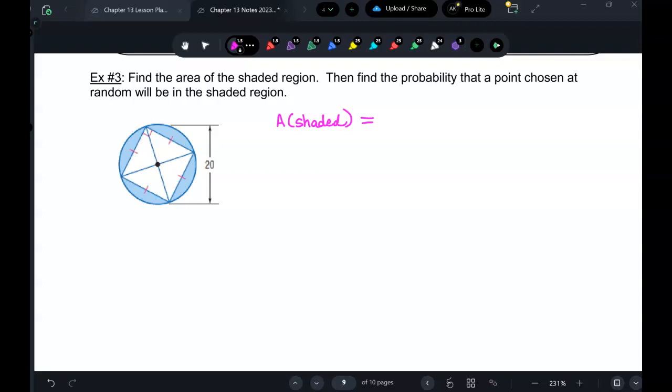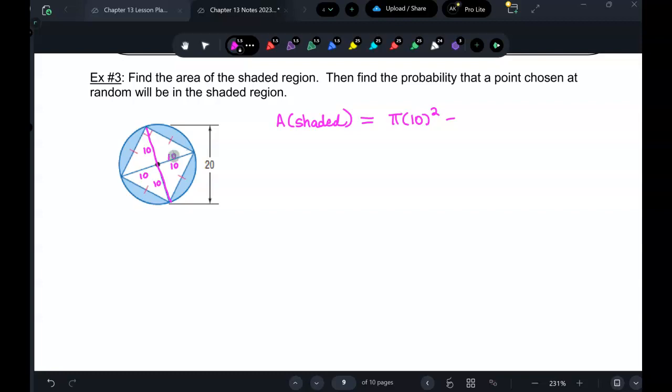Okay, find the area of the shaded region. If you recall, we did this in chapter 11, where we take the outside region minus the unshaded region. So first of all, the outside region is going to be pi r squared. We're going to take the circle and subtract the square. If all the way across is the diameter, which is 20, each of these segments inside would be 10.